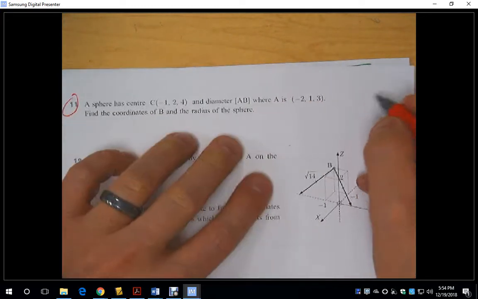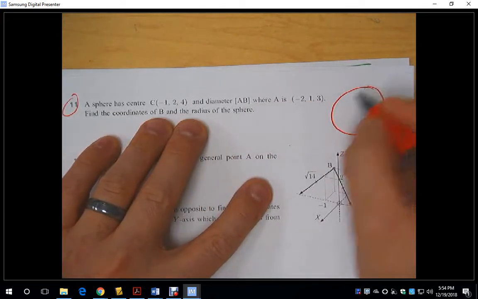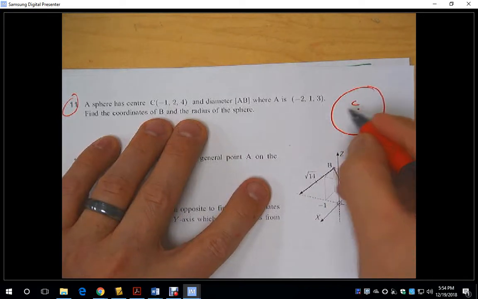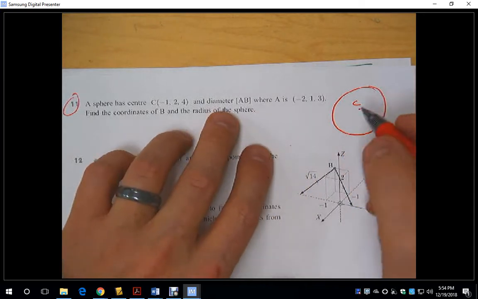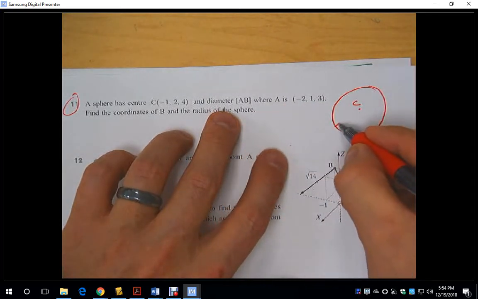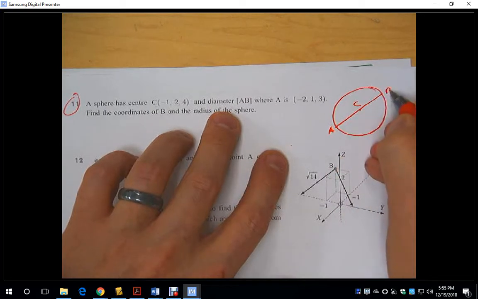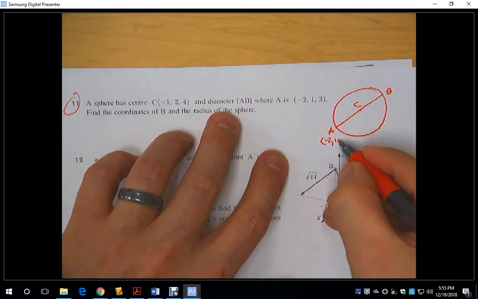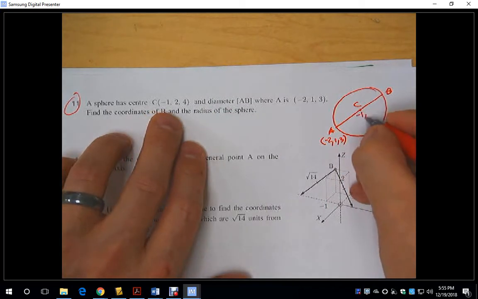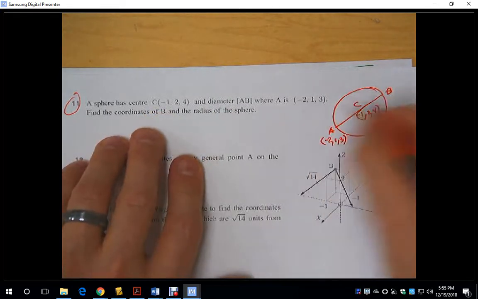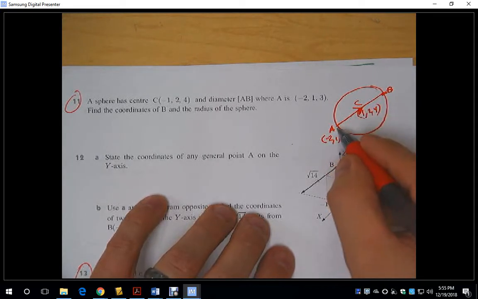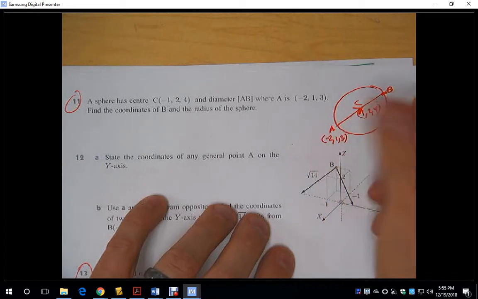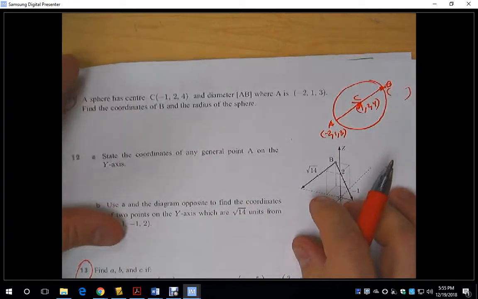Just remember, we have a circle. The center of the circle is at C of negative 1, 2, 4. And we have a diameter of A to B, and A is at negative 2, 1, 3, and C is at negative 1, 2, 4, and I want to find the coordinates of B. How do you find the coordinates of B? Well, find this vector, head minus tail, and add it to this other point. And that will give us this other coordinates. So I think that's pretty straightforward.